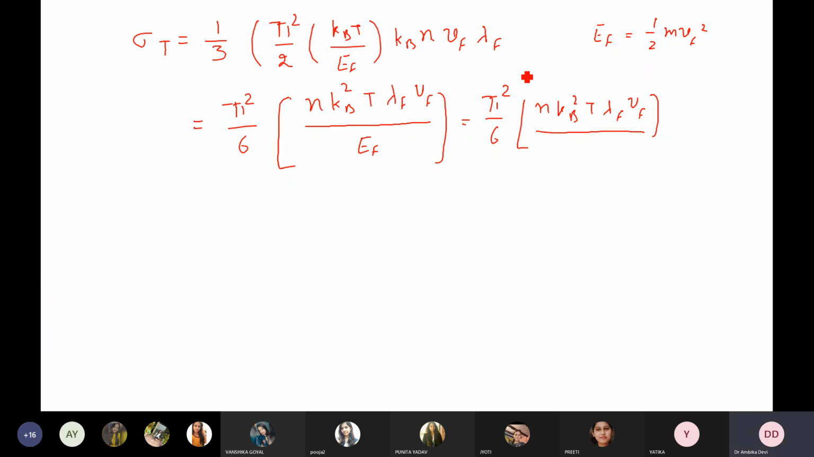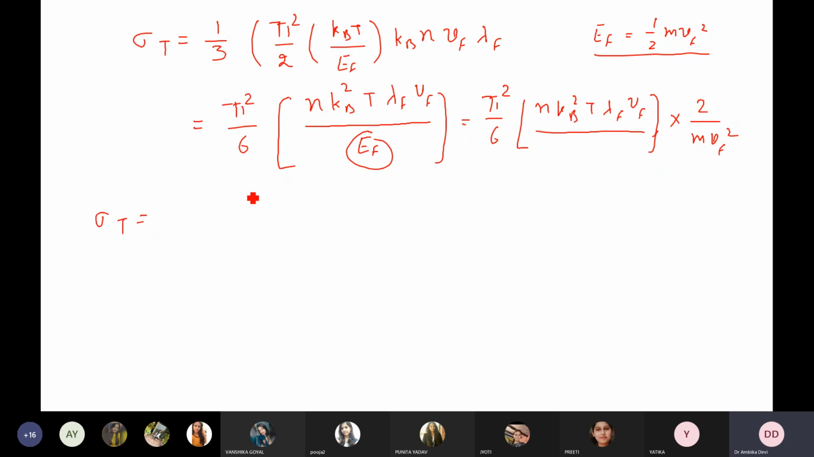So this will become, we are substituting the value of EF from here. This is 1 by 2 mVF square. So this will become 2 divided by mVF square. Okay. So this is further equal to sigma t. Let us simplify it more.